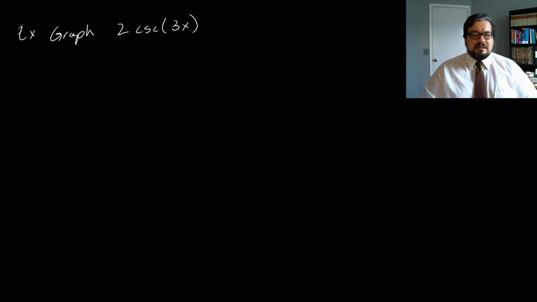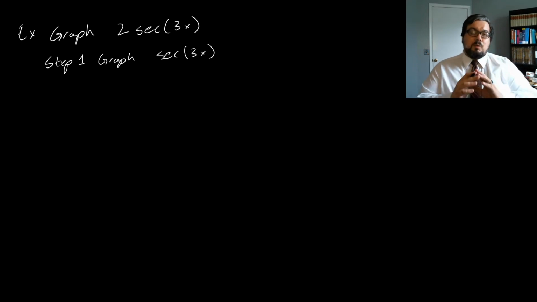Let's graph 2 times cosecant of 3x. We'll make part of this a little simpler. Actually, instead of cosecant, we'll go ahead and go with secant of 3x to see that most of this goes just the same way. So step 1 is going to be to graph just secant of 3x. So step 1 is graph the function without that constant in front.